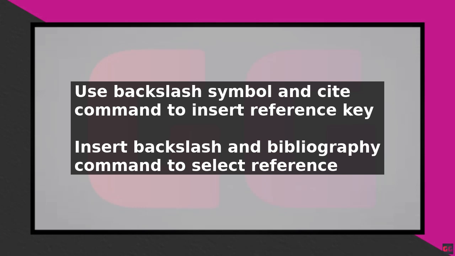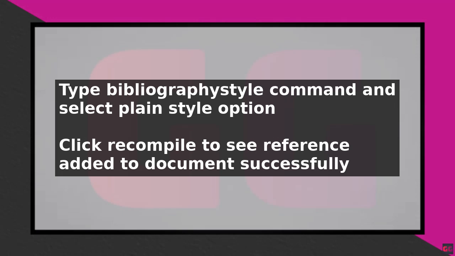Once you've added the citation, click on it and press Enter to create a new line. Then, a few lines below, type another \ followed by bibliography and click on the bibliography option. This will allow you to select the reference you just added. To complete the process, go to the line above the bibliography and type another \ followed by bibliographystyle. Click on this option and type plain in the brackets.